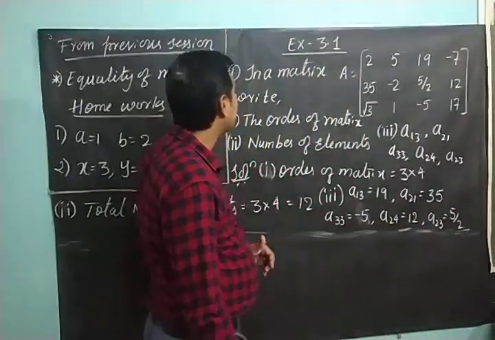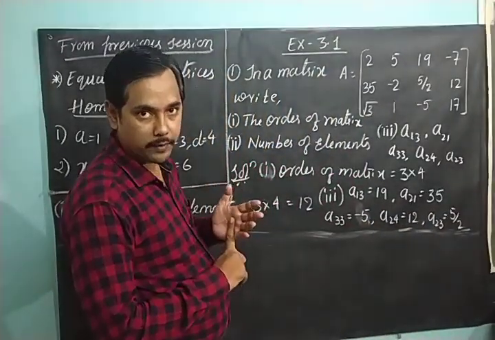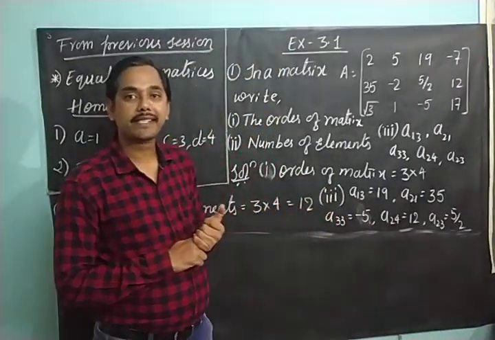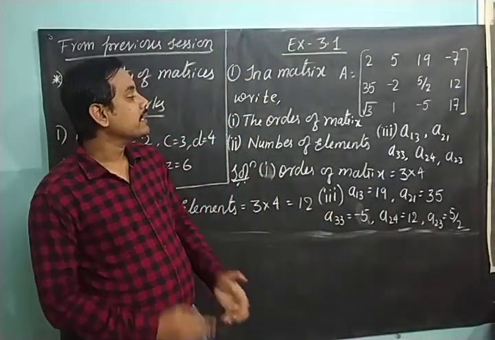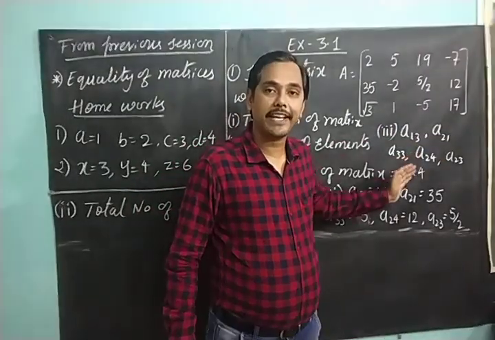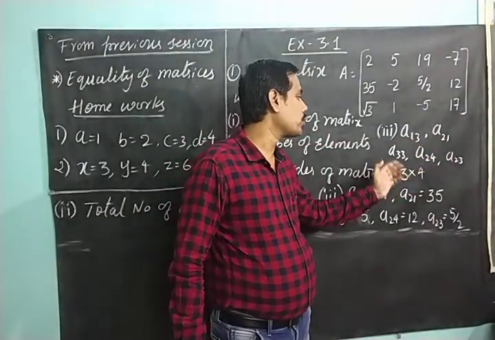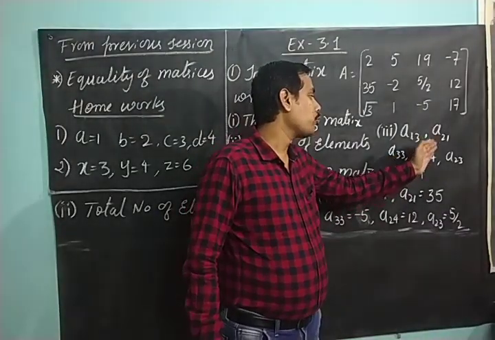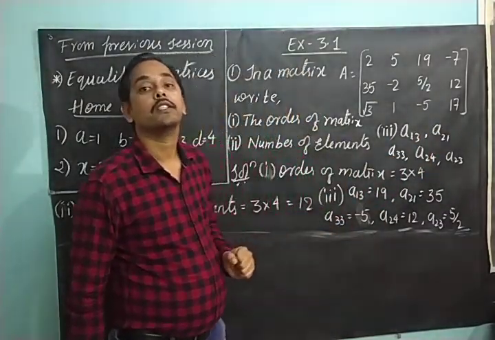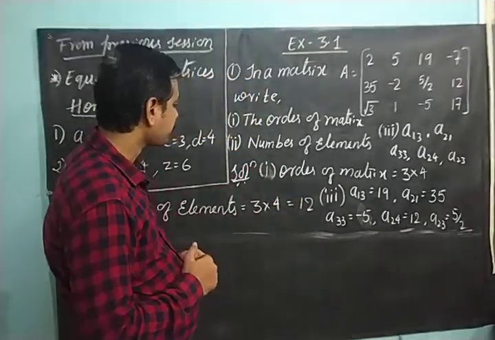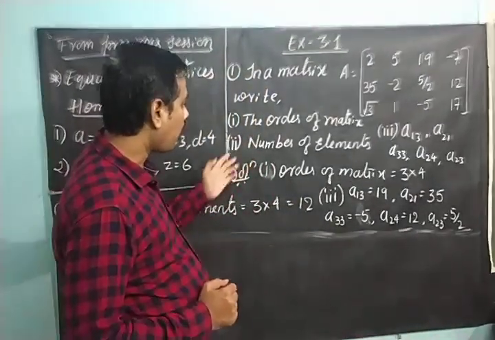What do we need to find here? First is the order of the matrix, second is the number of elements present in the matrix, and third is the value of these elements, that is A13, A21, A33, A24 and A23. Now let us see how to solve this one. First, the order of the matrix.